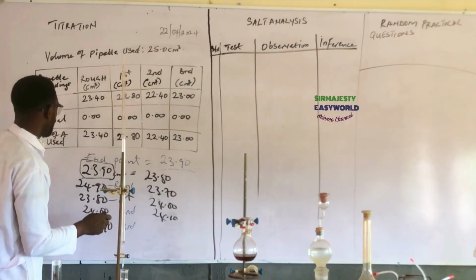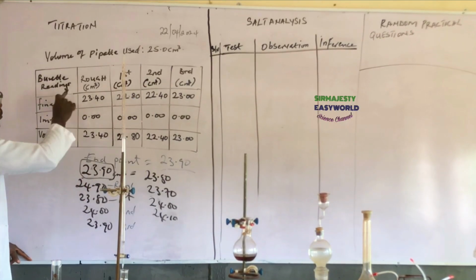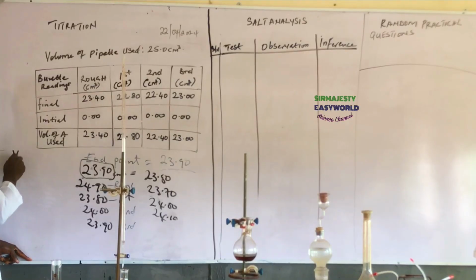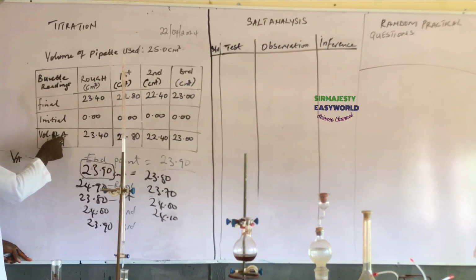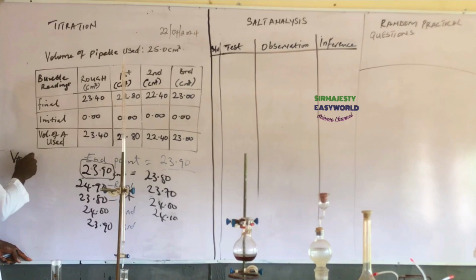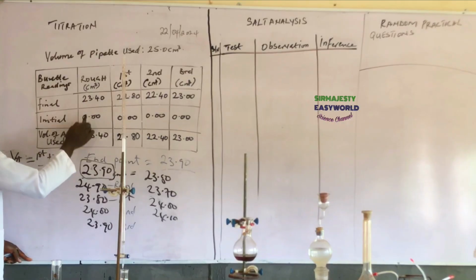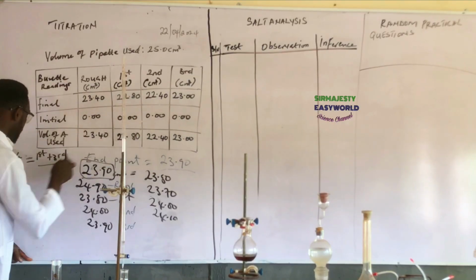So if I want to take my average with reference to this table, I will say average volume of A, or rather VA, if the letter was A. If the letter was E, you say VE. VA is equal to, you tell the marker, first plus third. If you use two readings, you divide by 2.